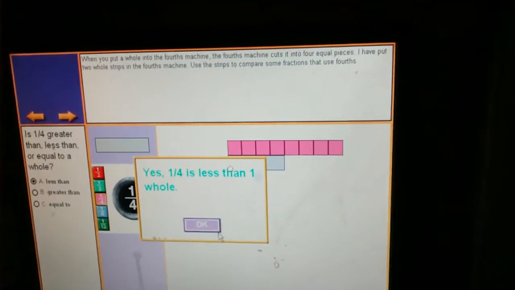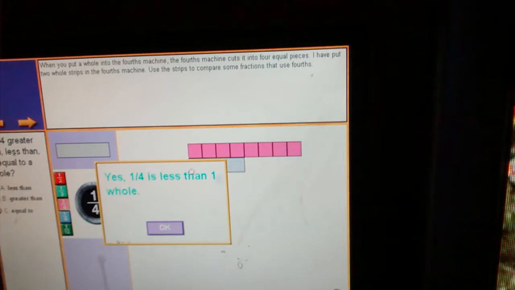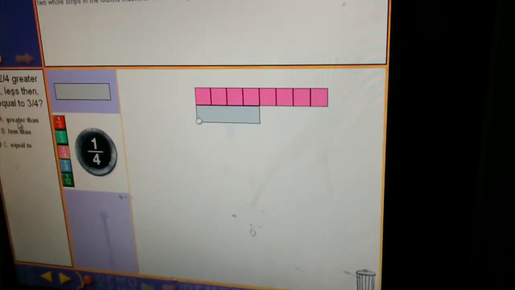Can you finish this? Is a fourth greater than, less than, or equal to a whole? A fourth is less than. Yeah. A fourth is like this, and a whole is like this. Go to the next problem. So we can use the cubes. I think you can. I think the next one is pre-algebra.